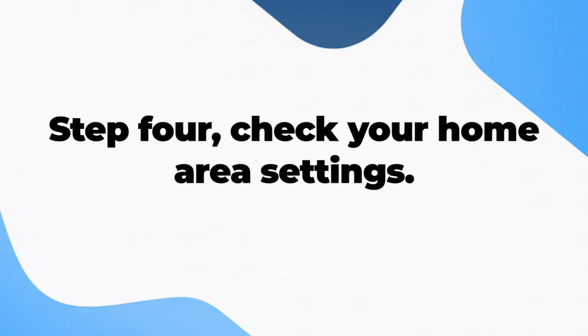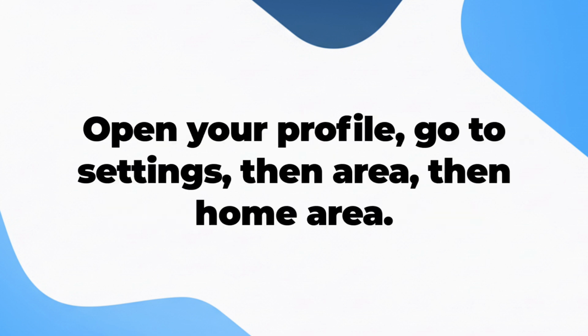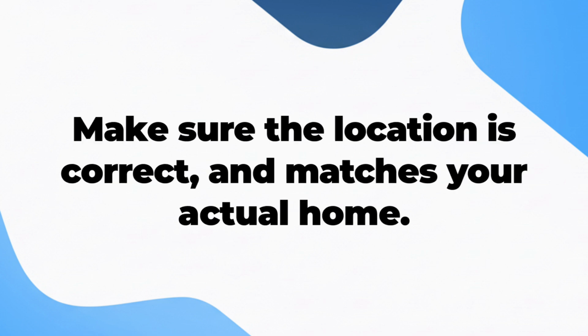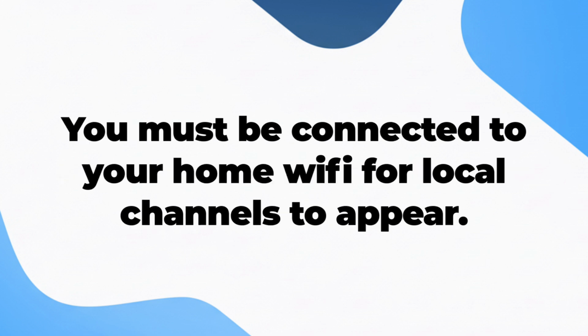Step 4. Check your home area settings. Open your profile, go to Settings, then Area, then Home Area. Make sure the location is correct and matches your actual home. You must be connected to your home Wi-Fi for local channels to appear.